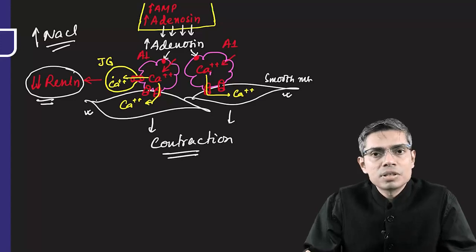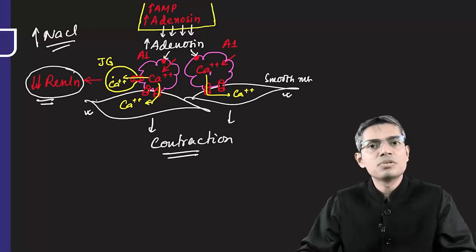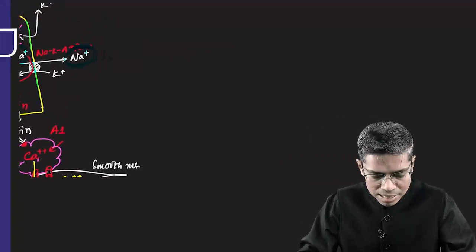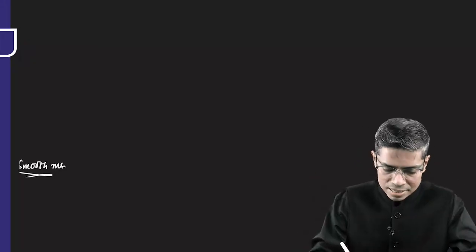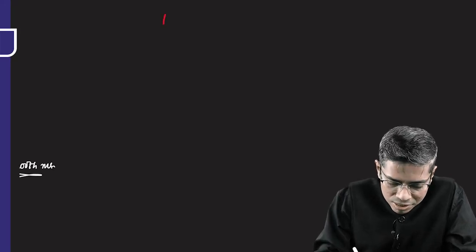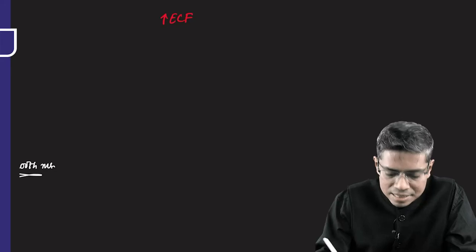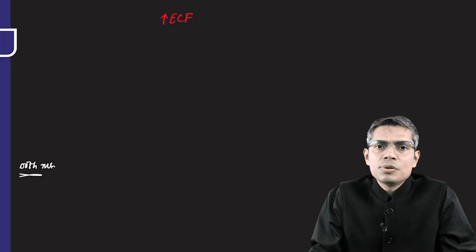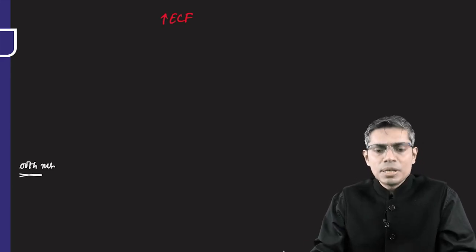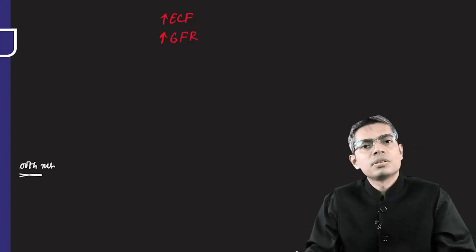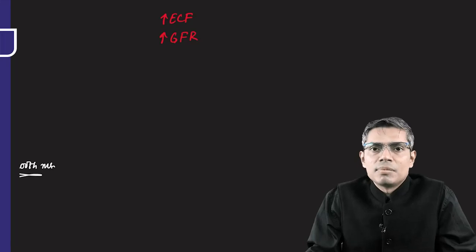What is the utility of this whole thing? Why is the body doing it like this? Okay, now try to understand with the help of an example. Suppose, due to any reason, your extracellular fluid volume is high, due to some blood transfusion or fluid transfusion, anyway, your ECF volume is high. So what will happen to your GFR in this condition? Obviously, the GFR will be high because there will be more renal blood flow.